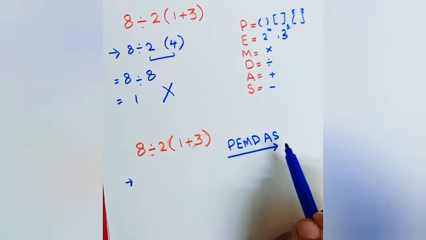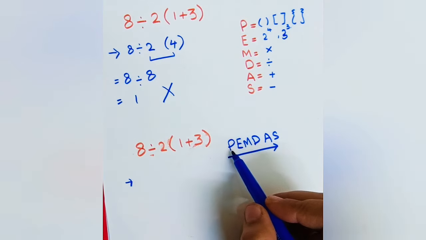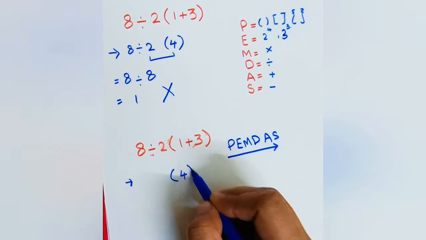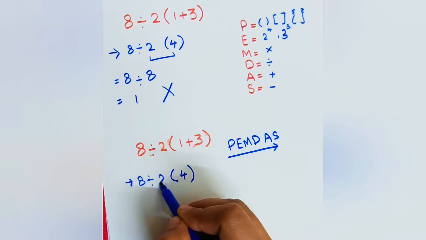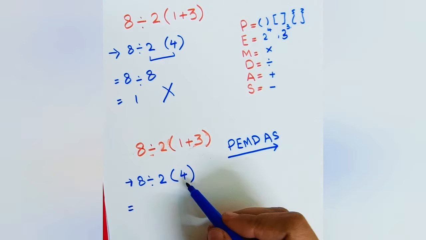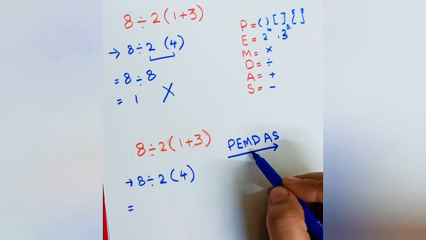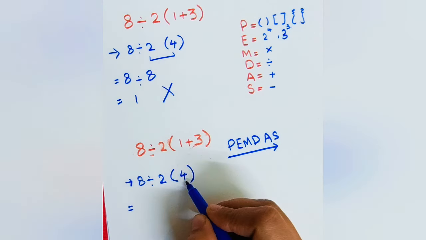So as per this PEMDAS rule, first you have to solve this parenthesis, that is the bracket. It is 1 plus 3, it will be 4, and then 8 divided by 2 will be coming as it is. So what people do is, after this they see this M, that is multiplication, so they just multiply these two.